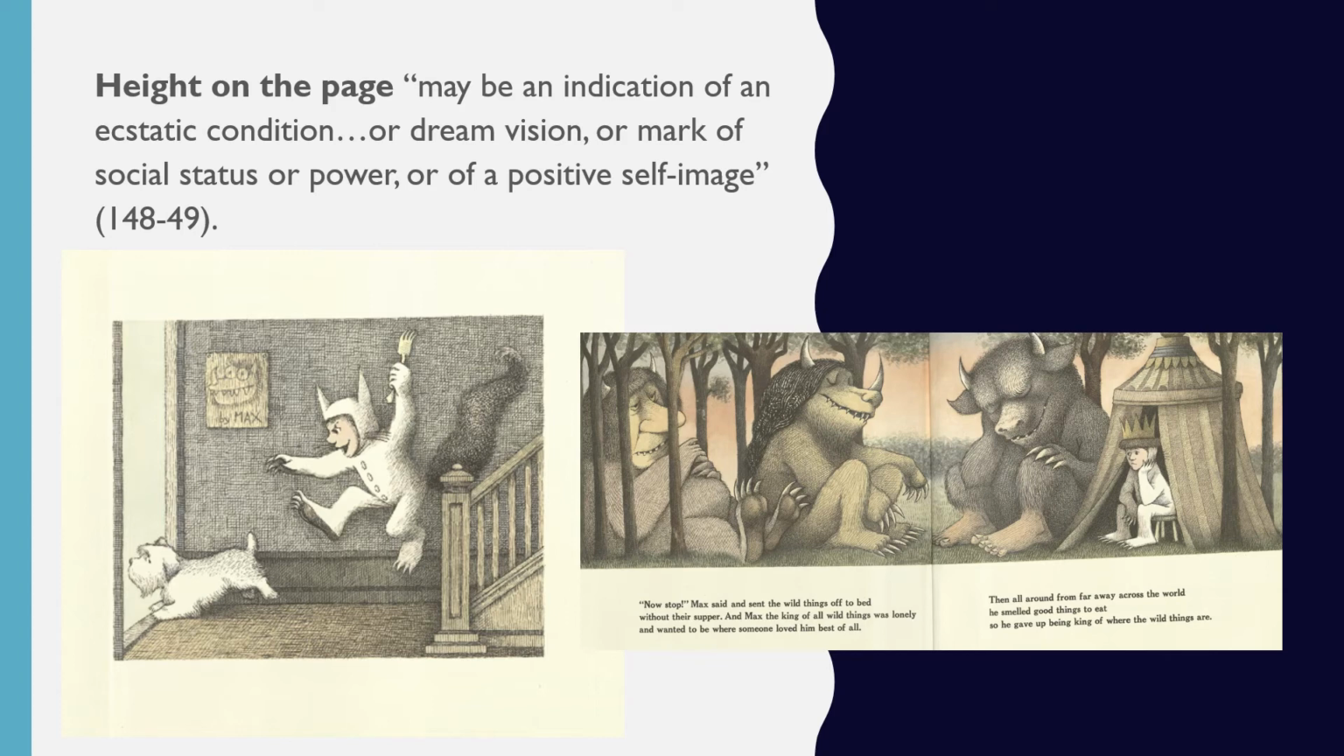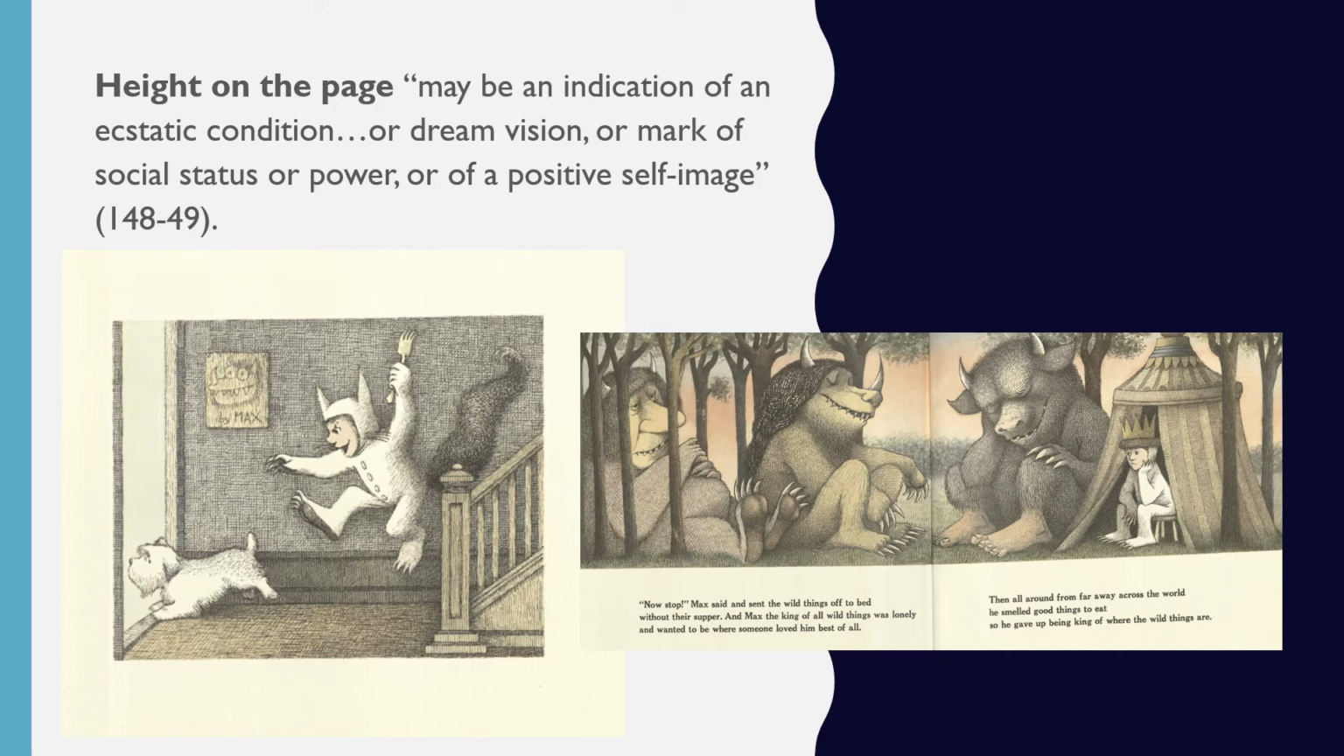So in the picture on the left, we have Max chasing after his dog, and we can see that he's a little higher on the page, so he is more powerful in this particular moment over the dog. However, if we look on the right side where we have this double page spread of him with the wild things, we can see that he's a little bit lower on the page with the wild things, and he doesn't have as much of a positive view on things because he's ready to go home.